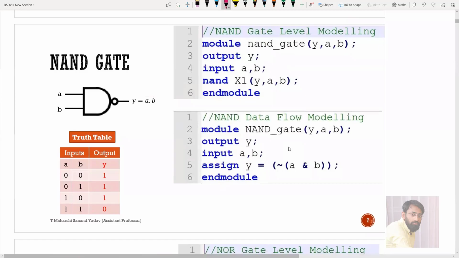So the NAND gate is nothing but an AND gate followed by a NOT. Generally we know the symbol of an AND gate. It looks something like this. An AND gate contains two inputs. If I take them as A and B and one output which is Y, I can write it like this. So output Y is equal to A dot B.